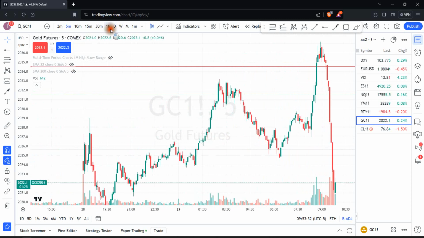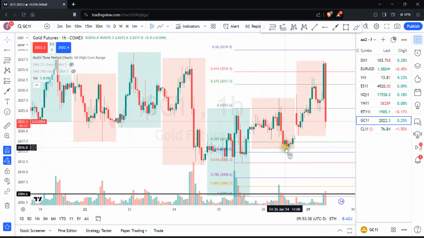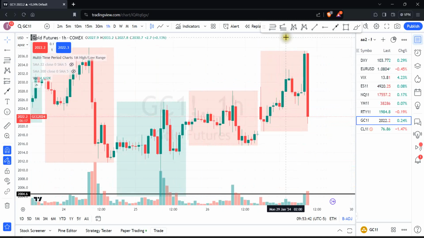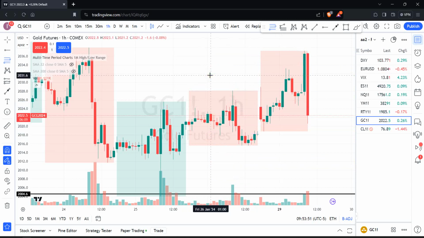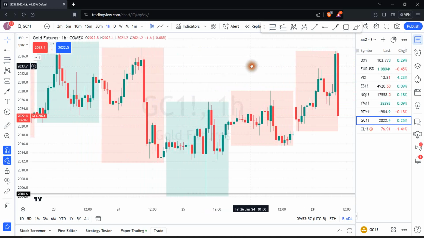And I don't even know if I was drawing anything that is up to date here. Hang on. No, this is old. This is from Thursday, these levels. Let me just draw them as they should be. But you can see this is way too extended here. I wouldn't have done anything. Gold is a tricky one, tricky customer. I'm not so interested in it.